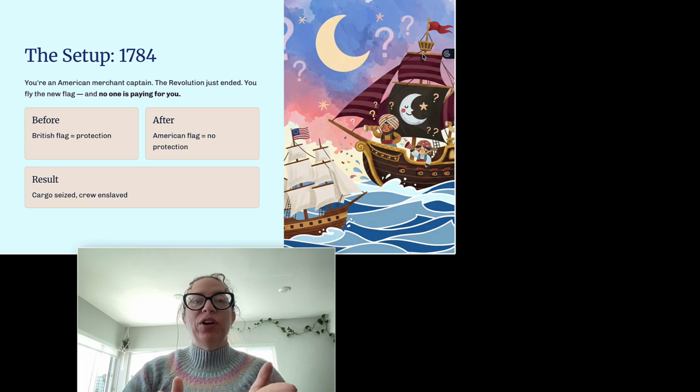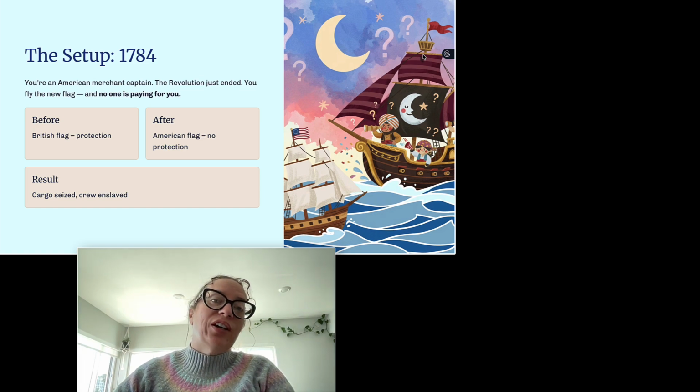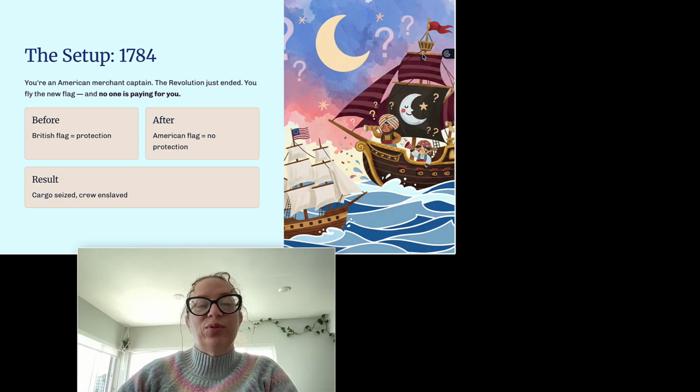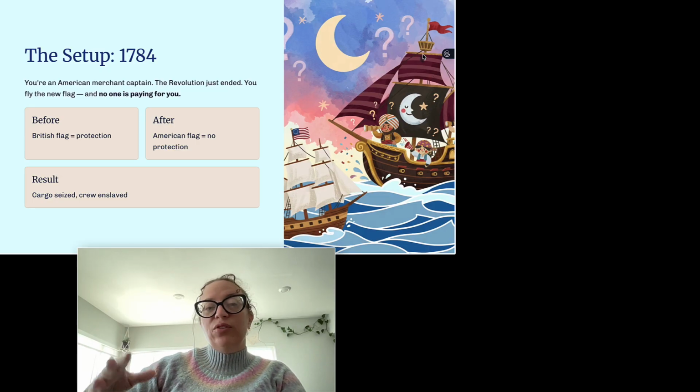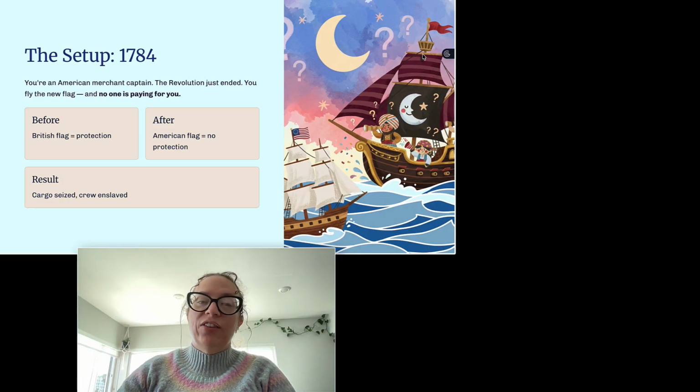So, you're an American merchant captain in 1784. The Revolutionary War just ended. You've been trading under the protection of the British flag your whole career, but now you fly the American flag, the new red, white, and blue. You set sail into the Mediterranean Sea, heading for a trade route your family has run for decades, and 3 days out, a ship appears on the horizon, flying a crescent banner, moving fast. They're not there to trade.